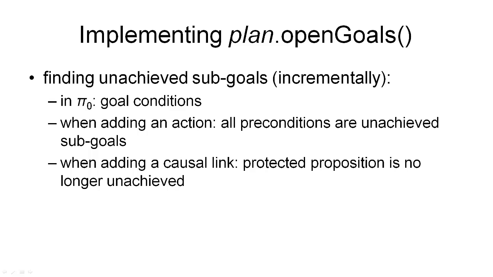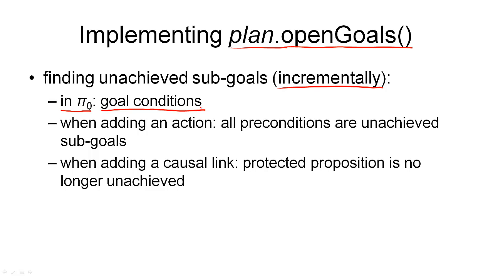The first function used by the plan space planner is the function that extracts the open goals from a given plan. Instead of computing these open goals afresh every time we go through the loop, we will do this incrementally. We start off with our initial plan pi0 that has just the two dummy actions in it, the initial action and goal. And the question now is, what are the unachieved sub-goals in this initial plan? The answer is simply that these are the goal conditions that are the preconditions of the goal dummy action. So the goal conditions from our planning problem are our initial unachieved sub-goals.